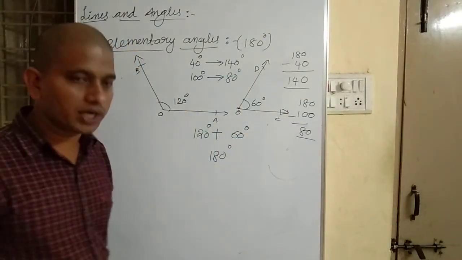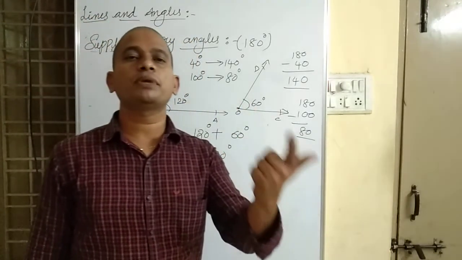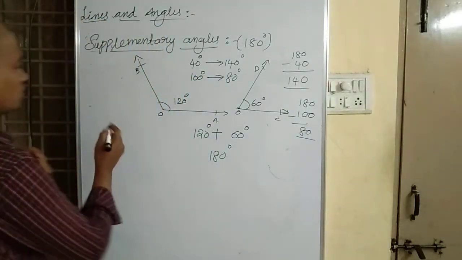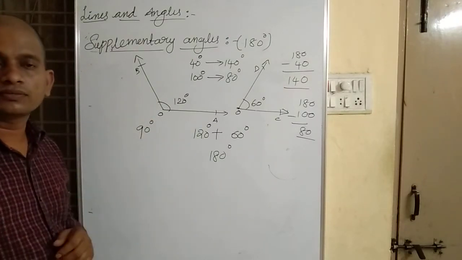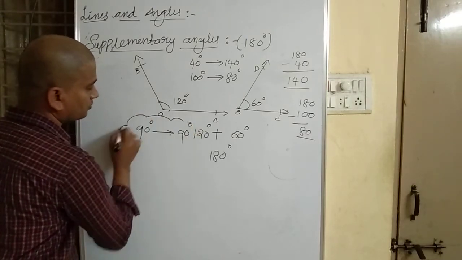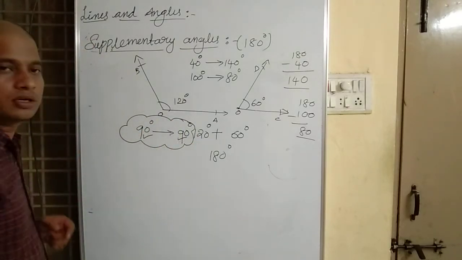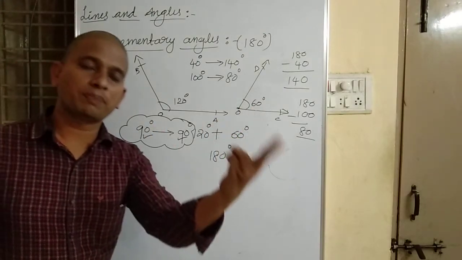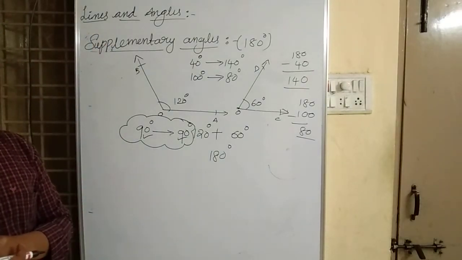And one more important point: two angles are equal and also they are supplementary to each other. What are the two angles? Yes, 90. What is the supplementary angle of 90? 180 minus 90, which is also 90 degrees only. You can see here 90, 90, they both are equal. They are 90 and 90.